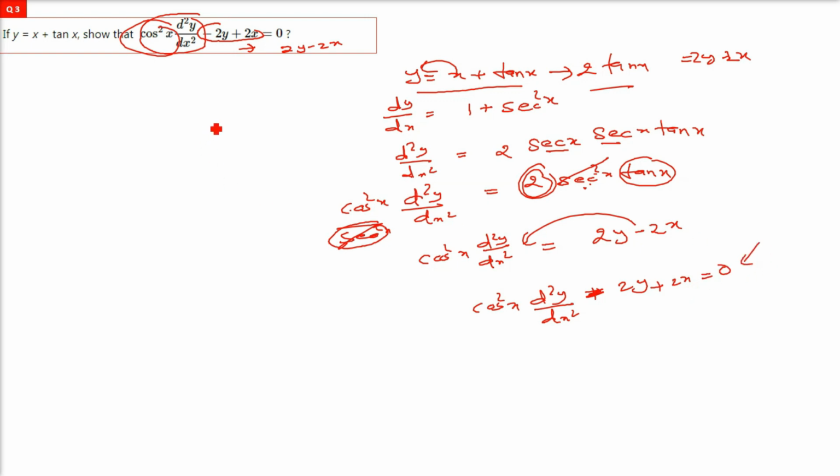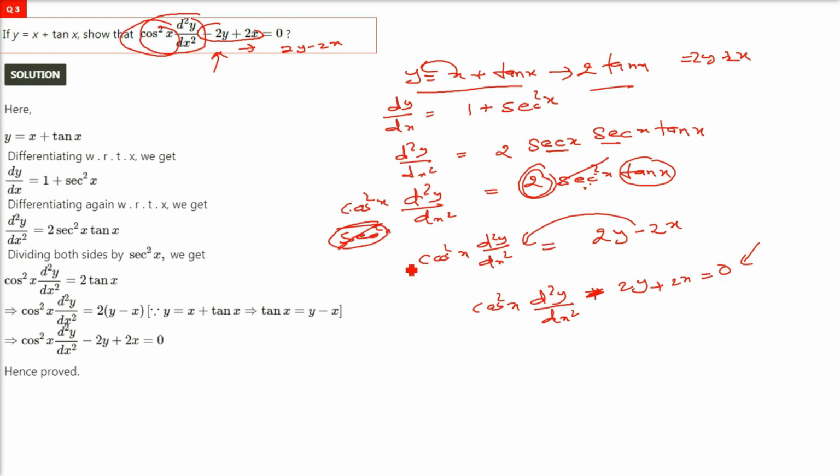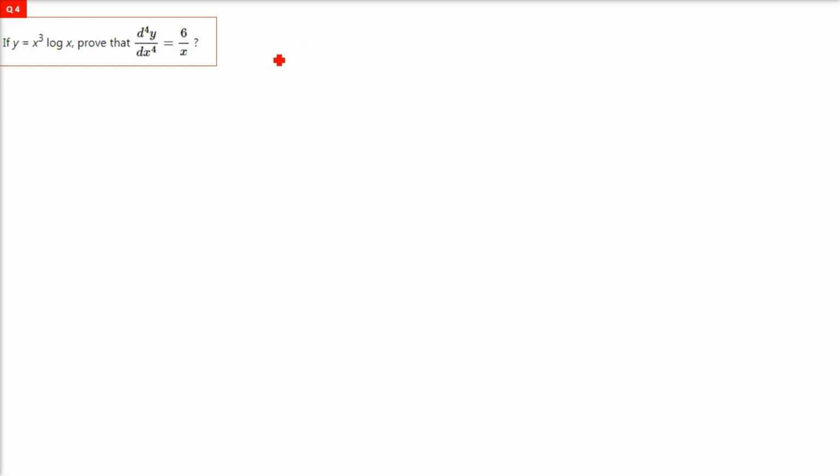So this equation is matching clearly, and how are we going to write it? The way we are going to write is being provided to you on the left hand side, that is the actual solution with all the content which you have to write. This is differentiating, dividing both sides, hence proved like that. Next one is y equals x cube log x. Prove that d4y by dx4 is equal to 6 by x.